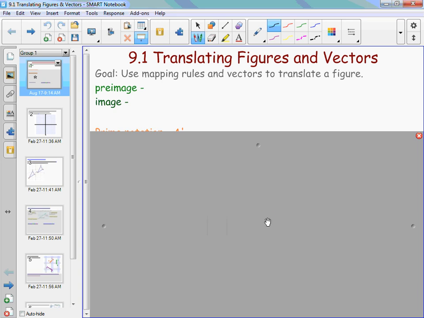Today we are discussing section 9.1, translating figures and vectors. Our goal is to use mapping rules and vectors to translate a figure. Our first two terms are preimage and image. A preimage is before transformation, and our image is after transformation.